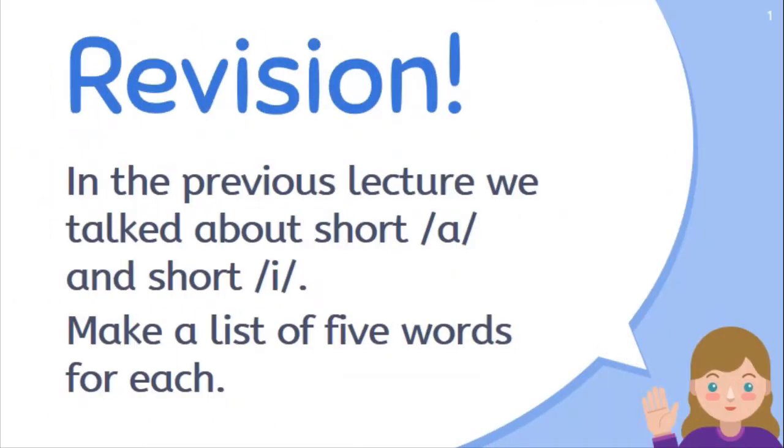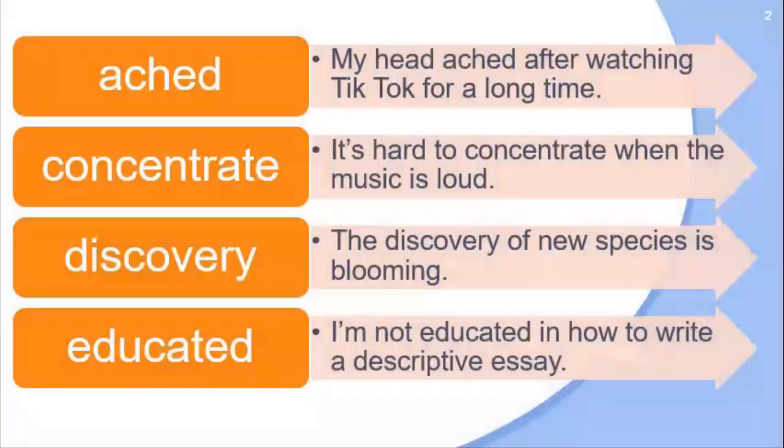Before we start our lesson for this week, let's revise what we have covered last week. Last week we talked about short A and short I. Short A sound A, short I sound I. What I want you to do is to make a list of 5 words for each vowel, for each sound. Now also we have covered the vocabulary words. This is like a quick revision.